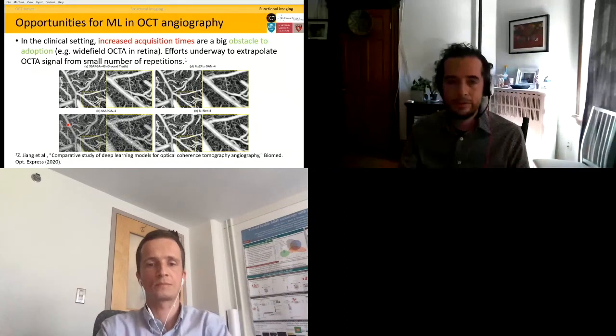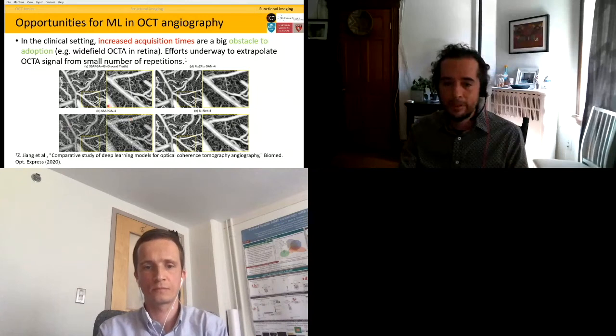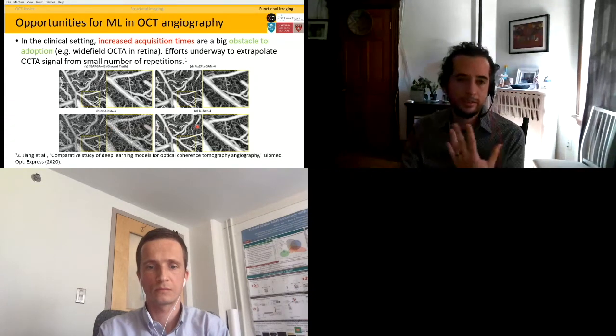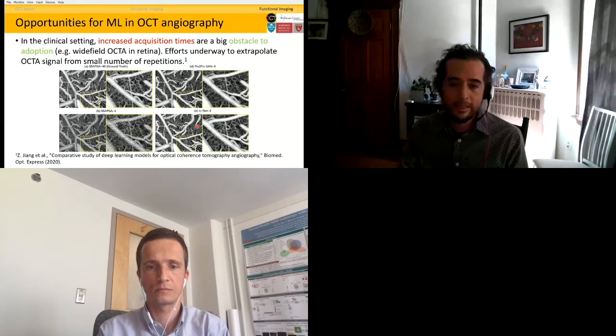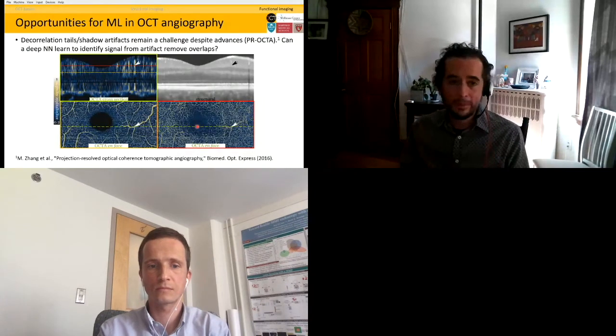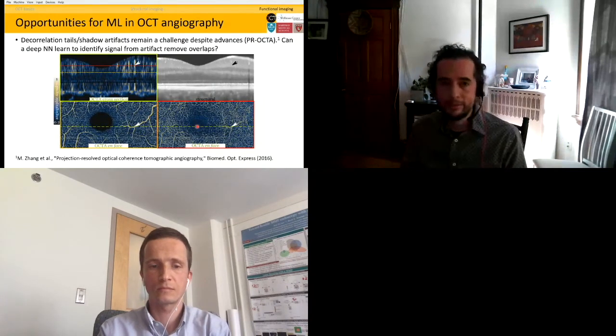And they were trying to see if, by training a neural network with 48 B scan repetitions, they were able to essentially get only 4 repetitions to provide the same type of quality that 48 repetitions provides. And so far, the data actually looks pretty good. However, this is not retinal vasculature. There will be challenges there to acquire the ground truth data.